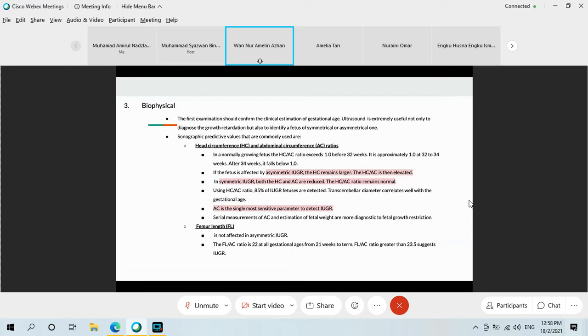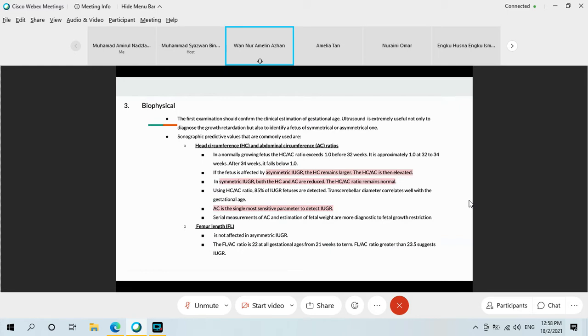Okay, by using head circumference to abdominal circumference ratio, 85% of IUGR fetuses can be detected, and transcerebellar diameter correlates well with the gestational age. And abdominal circumference is the single most sensitive parameter to detect IUGR. Serial measurement of abdominal circumference and estimation of fetal weight are more diagnostic of fetal growth restriction.